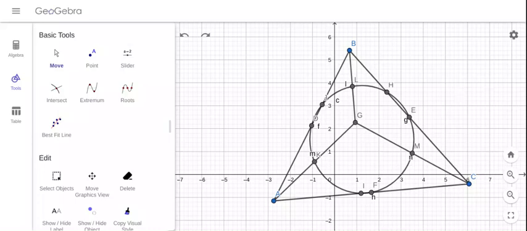So, in the last video, we created this circle, which is a very special circle. We call it a 9-point circle because 9 points which lie on the circumference of this circle are also very special points on this triangle. So, let me quickly explain.